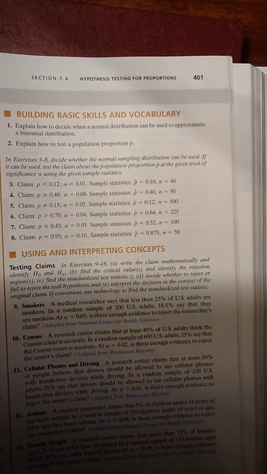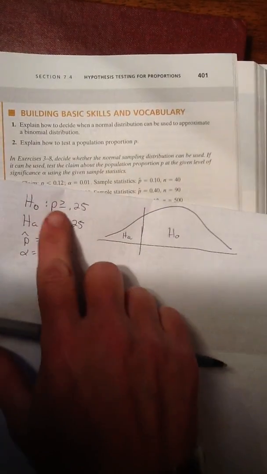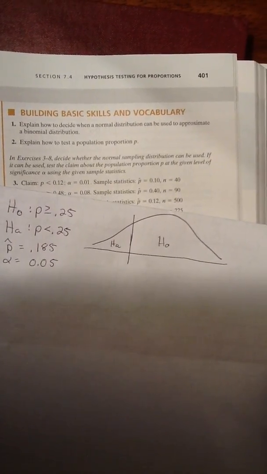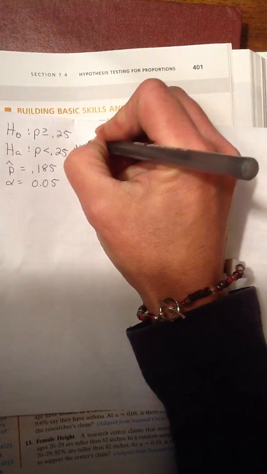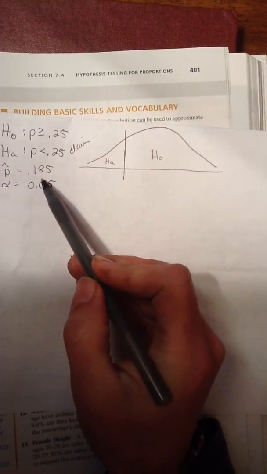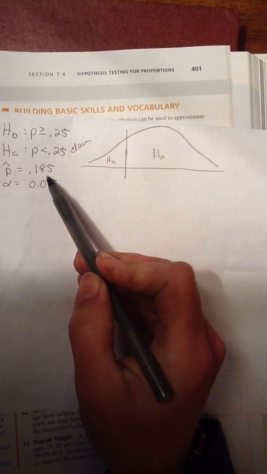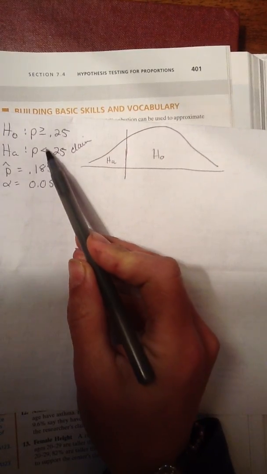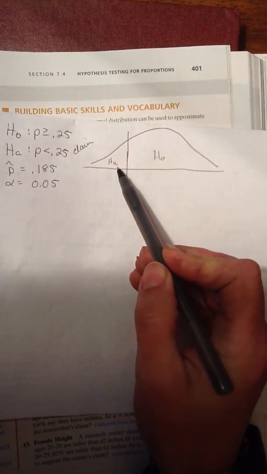So first of all, I'm going to write down all of my data and sketch it out. They're claiming that it's less than 25%. So I have here my H0 and my HA statement, and this one is going to be my claim, my HA, that it's less than 25%. My p-hat from my study is 0.185 or 18.5% with an alpha of 0.05. Now notice this is pointing to the left, so I have a left-tailed test.